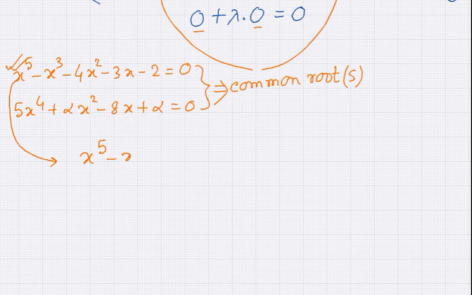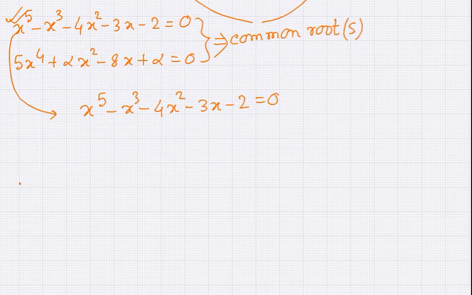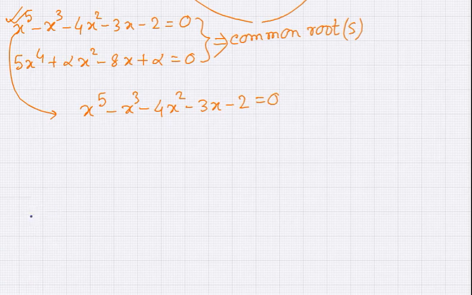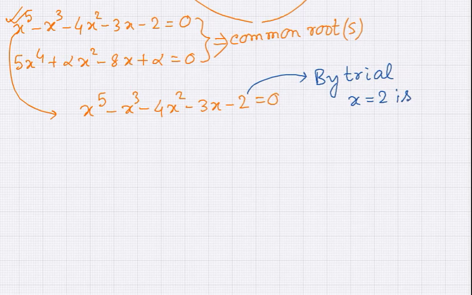So x^5 - x^3 - 4x^2 - 3x - 2 = 0. This is the equation that we'll be talking about, and we'll try to find its roots. Interestingly, for solving this kind of polynomial, we tend to apply a method called the vanishing method. That is, we try to find a root by trial. So here, by trial procedure, we can see that x equal to 2 is a root.